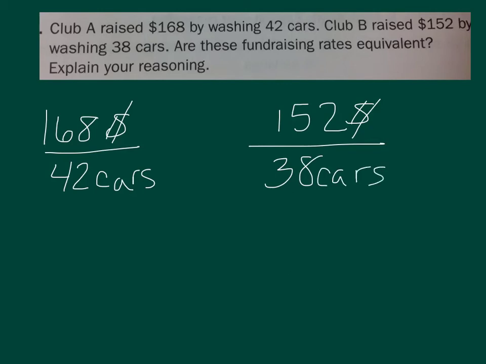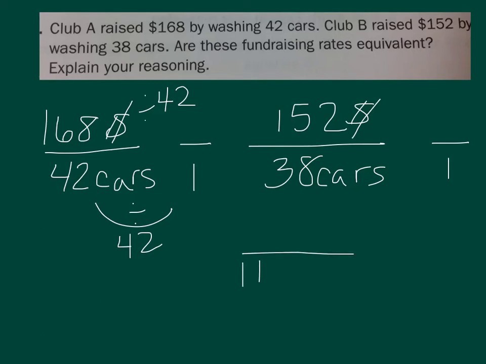What we need to do is, remember, get them into unit rates. So our bottom numbers need to be 1. In this case, we're going to divide by 42. So we're going to take 168 and divide by 42. Now I don't know off the top of my head exactly how many that is.